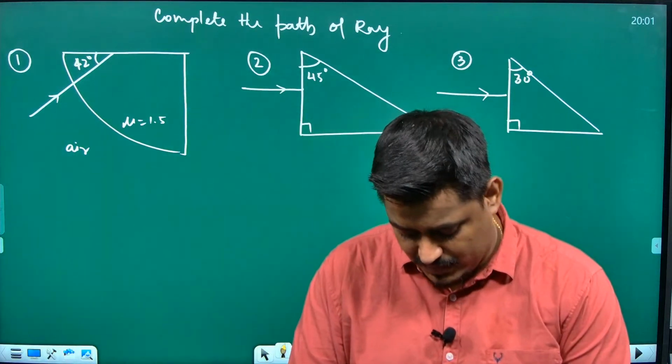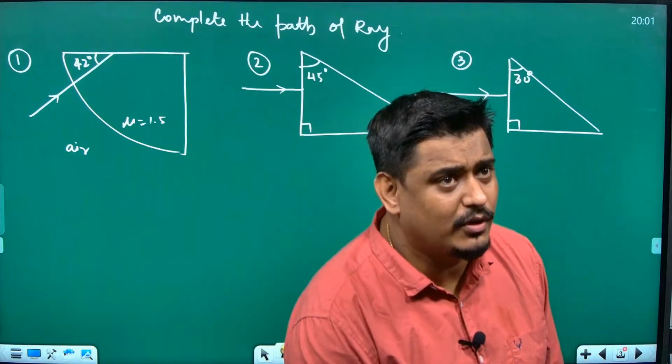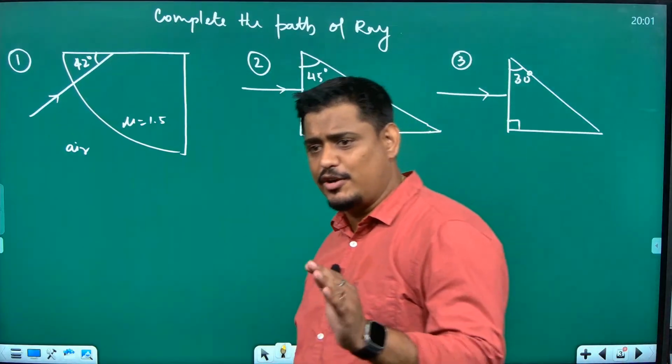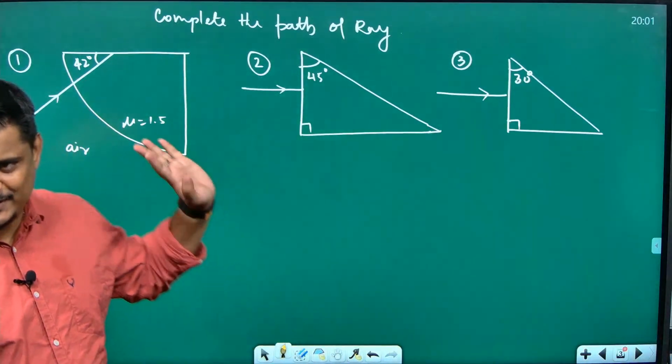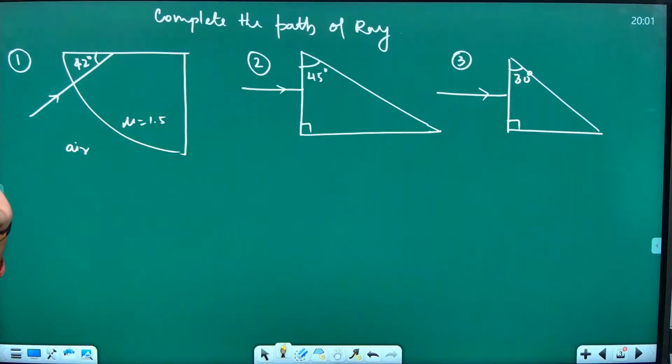Is it done? Please check your answers, okay? Check whether what you have done is right or not. Fourth one I will show you. First let us do these three. Let us see. You are wrong. See what will happen. TIR. Let us see.